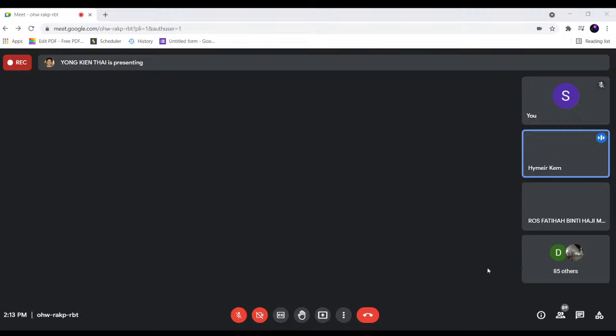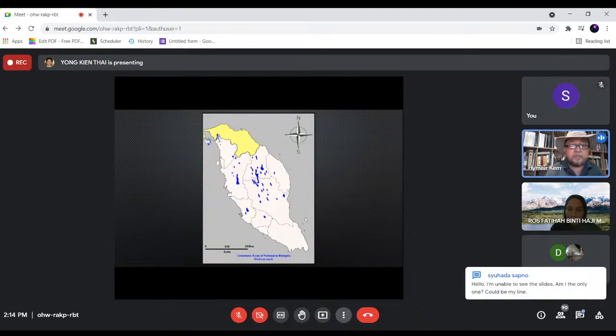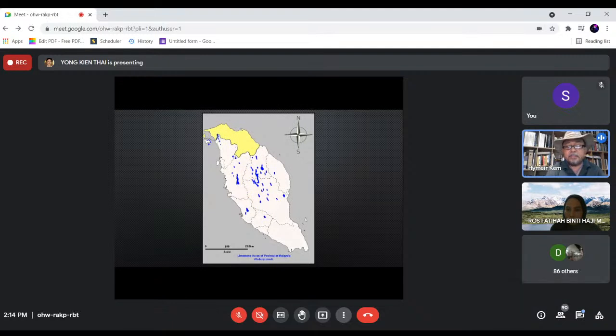If you look at the peninsula, most of the limestone is concentrated in the states of Perlis, up north basically, and Langkawi. And then you have the large area in the Kinta Valley, Kelantan, Pahang, and Selangor. The other states in Peninsular Malaysia do not have a lot of limestone, but they have some.